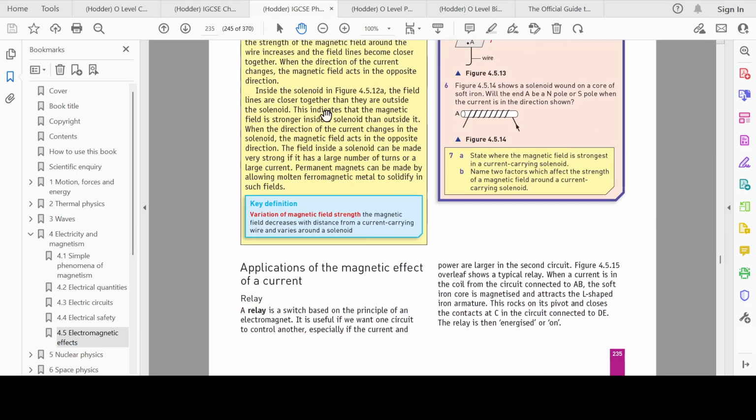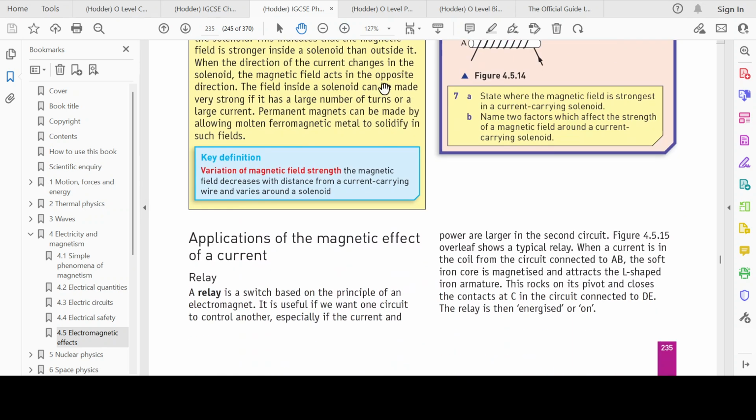Right, so coming back over here, how stuff works. A relay. A relay is something we came across earlier as well in practical applications of electricity, electric circuits. It's a switch based on the principle of an electromagnet. It is useful if we want one circuit to control another, especially if the current and power are larger in the second circuit. The illustration on the next page shows a typical relay. When a current is in the coil from the circuit connected to AB, let's take a look at that.